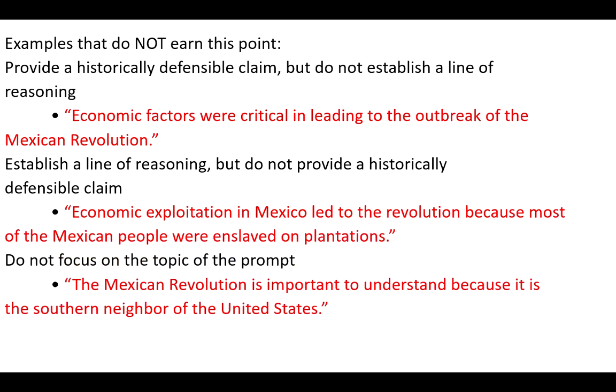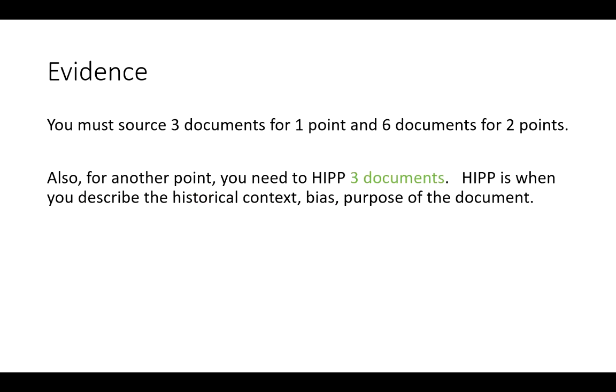Okay, so what you need to do to get your evidence points, you need to source 3 documents for 1 point or source 6 documents for 2 points. And what I mean by source them is you need to describe what they say, and don't forget this, you've got to say how it relates to your argument. How does it support what you're arguing?